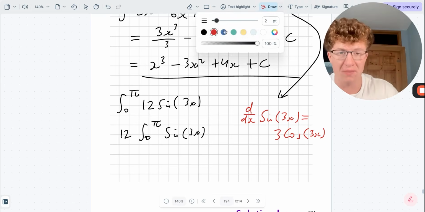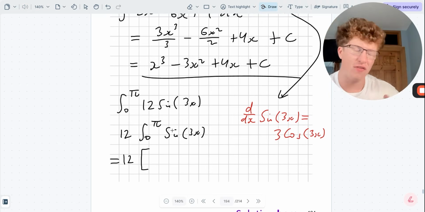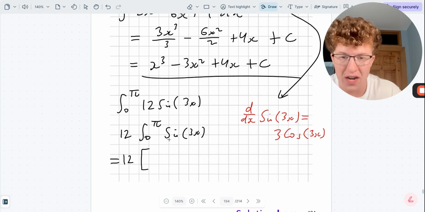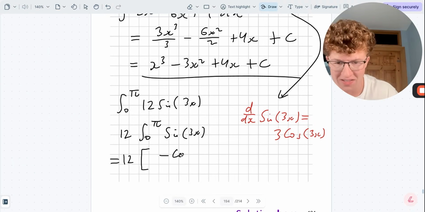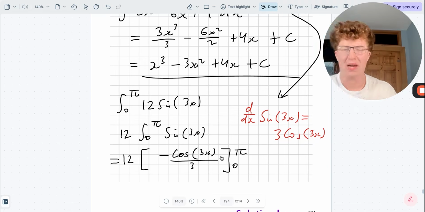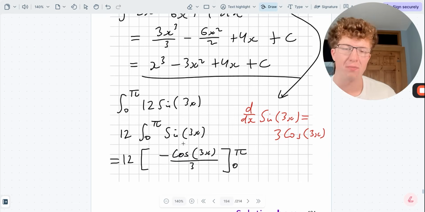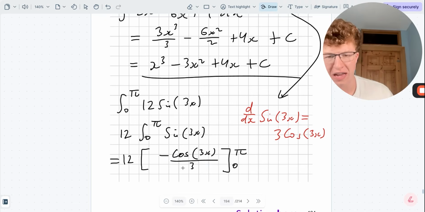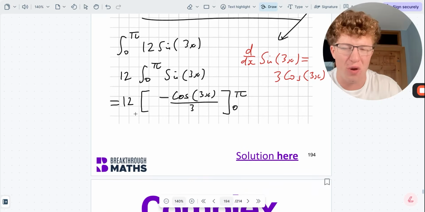But we're integrating this time. So what we're going to have is 12 times, instead of differentiating, we're integrating, so we're going to be dividing by 3. And if we go the other way, differentiating sine, we get cos. If we integrate sine, we get minus cos of 3x divided by 3, from 0 to pi. And if you ever want to check, do. You can differentiate the top line here, the minus cos 3x. When you differentiate cos, you get minus sine. But then you're also going to get the 3 outside, which will cancel with the 3 down here. So it works out. Just check it if you ever want to.